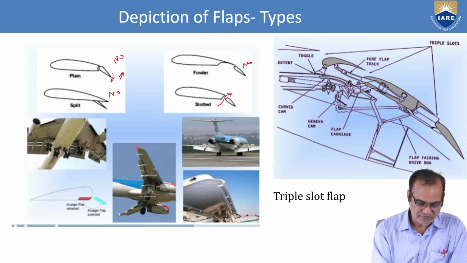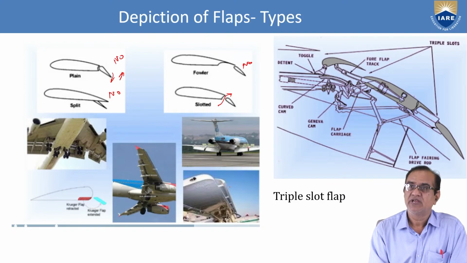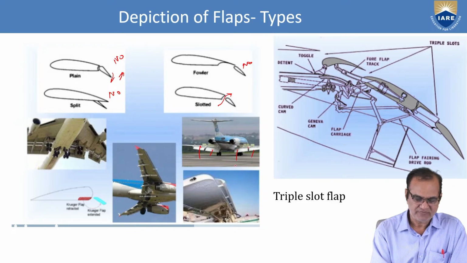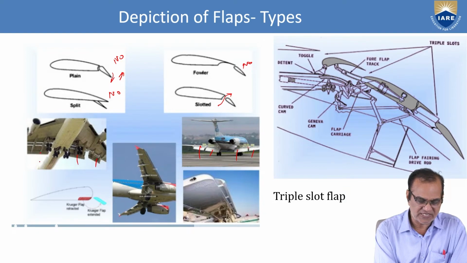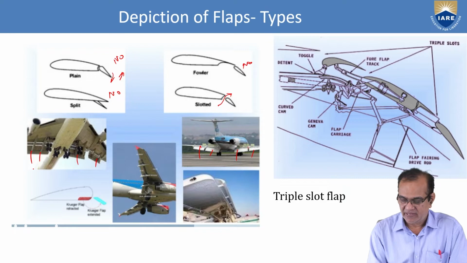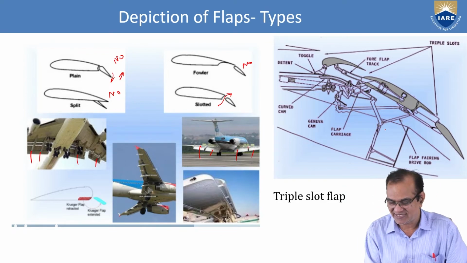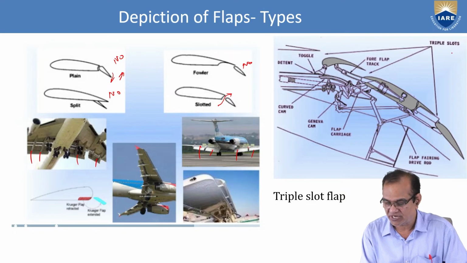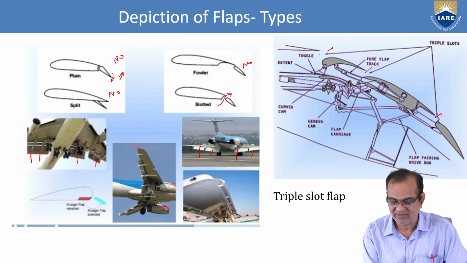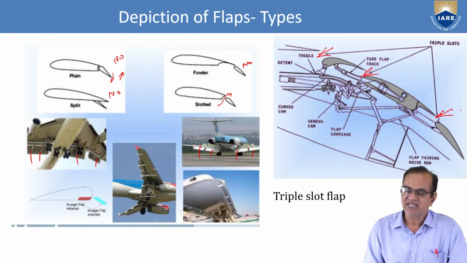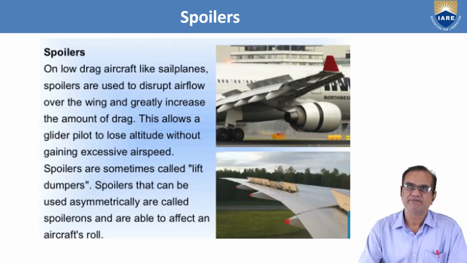Okay, so here we have different types. You can see it is a nose type of slot, a triple slot flap here, and these are also flaps. So these flaps are shown here. Okay, how these things are working, you can see the mechanism, and this is the triple slot. So here one slot, two slots, and three slots are generated. These slots are used for generating additional lift by adding some extra kinetic energy.